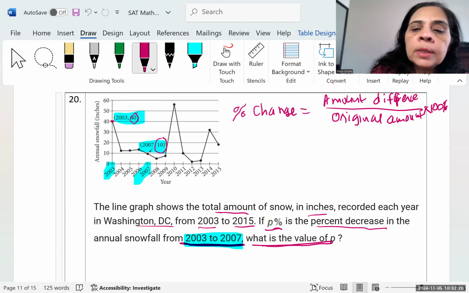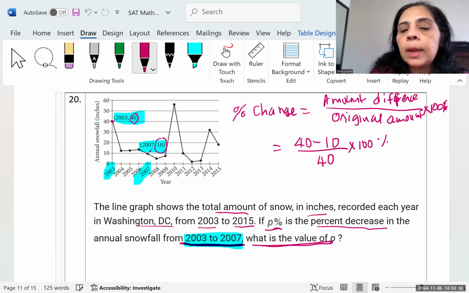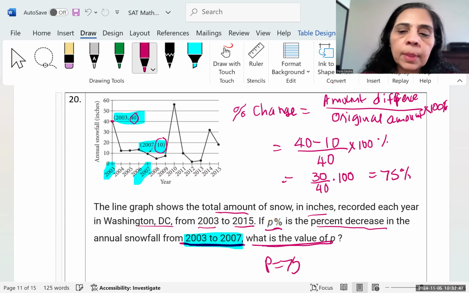So we can see here the amount of difference, how you can find it, is 40 minus 10 over the original, which is 40, and times 100. Right, so 40 minus 10 is 30 over 40 times 100, which is 75%. So the P value is 75. Okay.